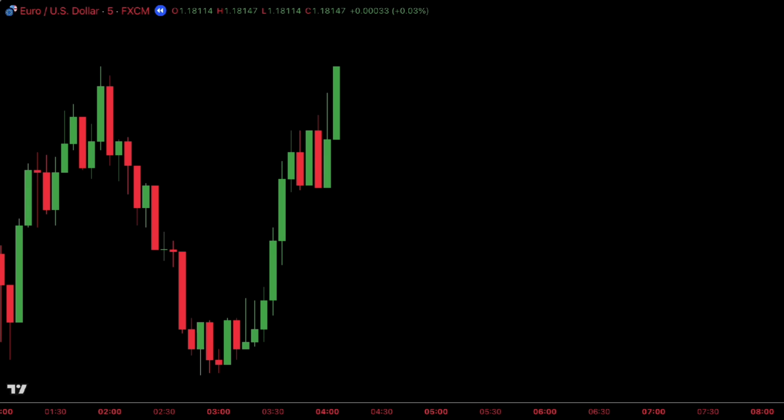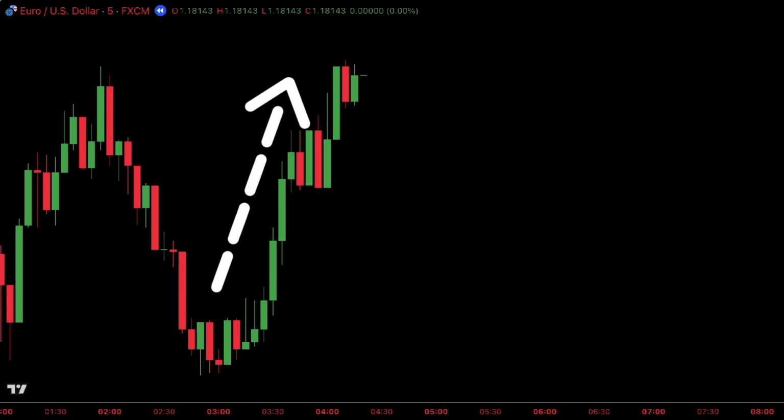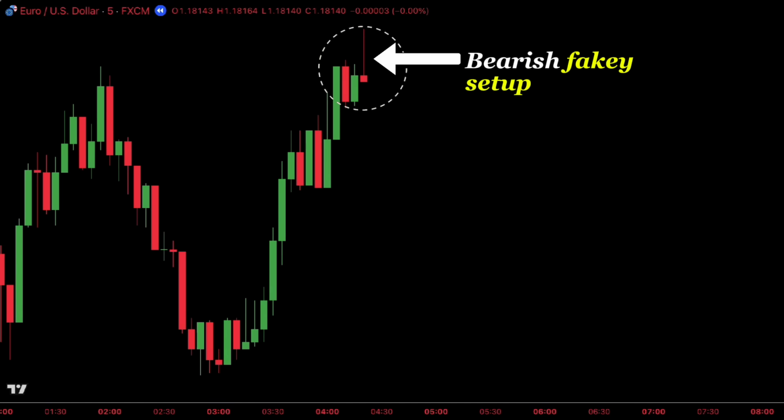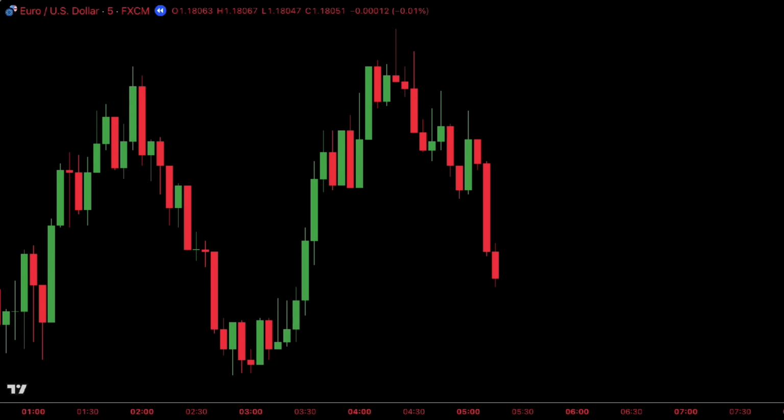As you can see, we first have multiple green candles, which indicates that buyers are in control of the market, creating an uptrend. But then a bearish fakey setup forms. This pattern tells us that buyers were trapped by sellers in a false breakout. And when traders get trapped like this, the market often moves strongly in the opposite direction. In this case, it suggests that the market is likely to reverse and move downward.